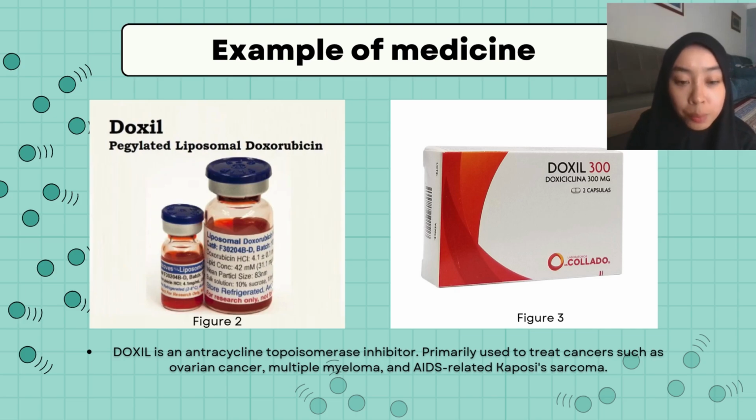Doxil is an anthracycline topoisomerase inhibitor, primarily used to treat cancers such as ovarian cancer, multiple myeloma, and AIDS-related Kaposi sarcoma. Just so Miss knows, Doxil is actually used after ovarian cancer or AIDS-related Kaposi sarcoma have failed or recurred from the previous chemotherapy. For ovarian cancer, they use platinum-based chemotherapy. If the treatment fails, then they will use Doxil for the next treatment, and also for recurrence of the cancer disease.